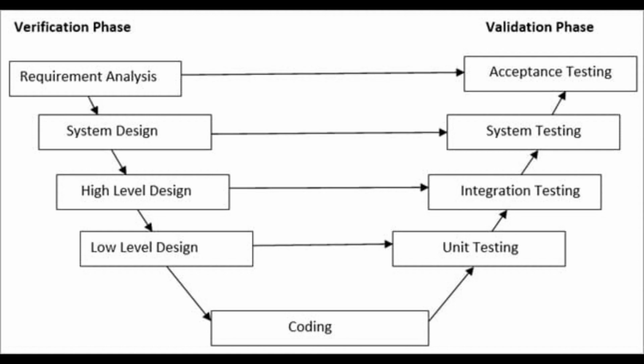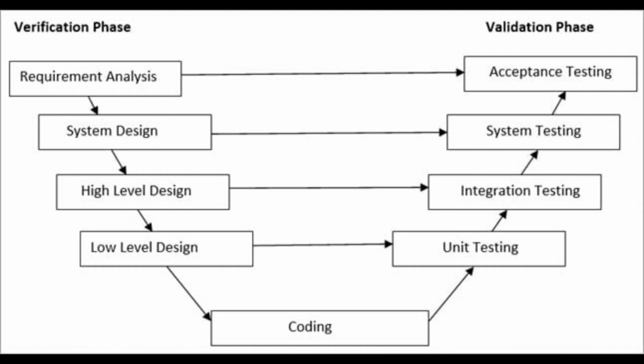The first one is requirement gathering. This is the initial phase where the software requirements are gathered and documented. Then the system design. In this phase, the high-level design and architecture of the software system are created based on the requirements. Then after that, there is a high-level design, which is further broken into smaller subsystems or modules, and detailed designs are created.